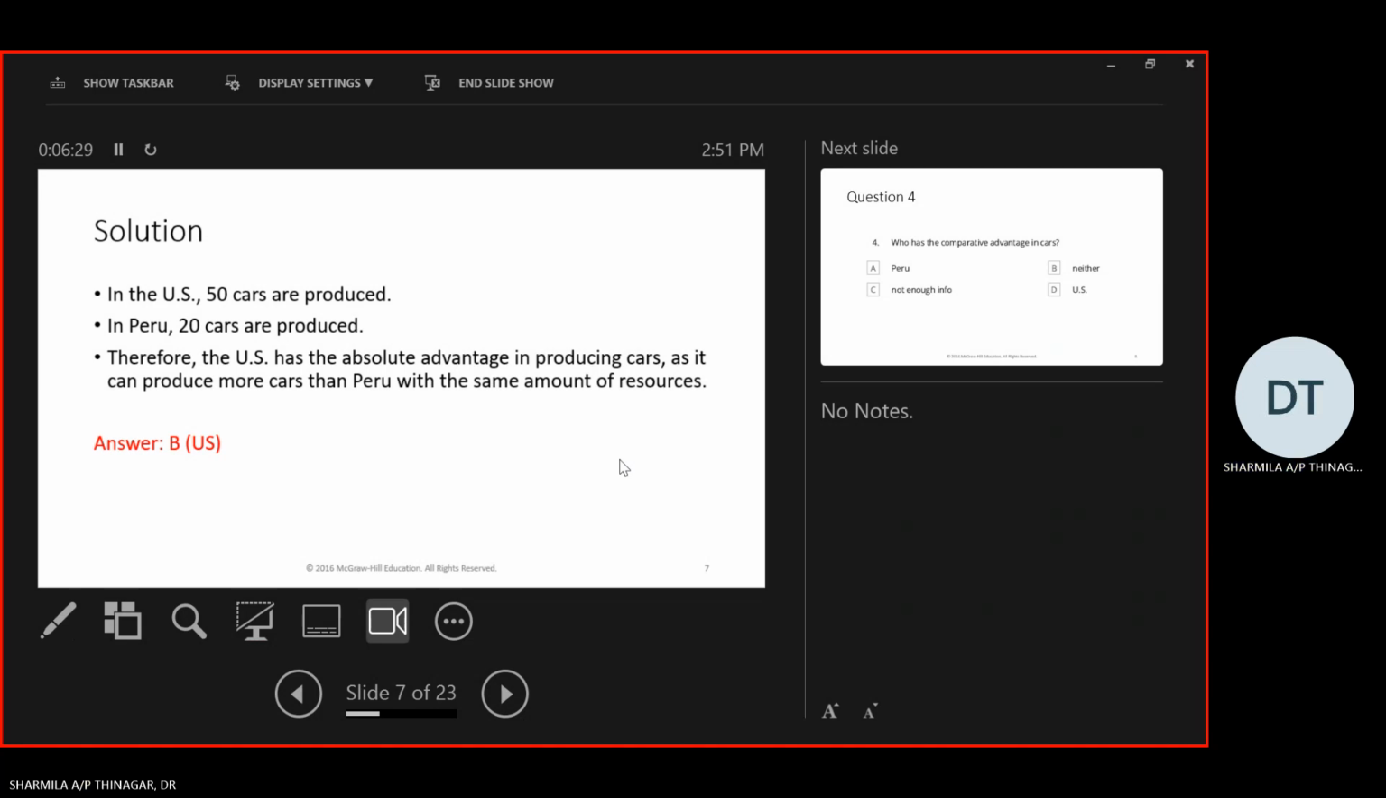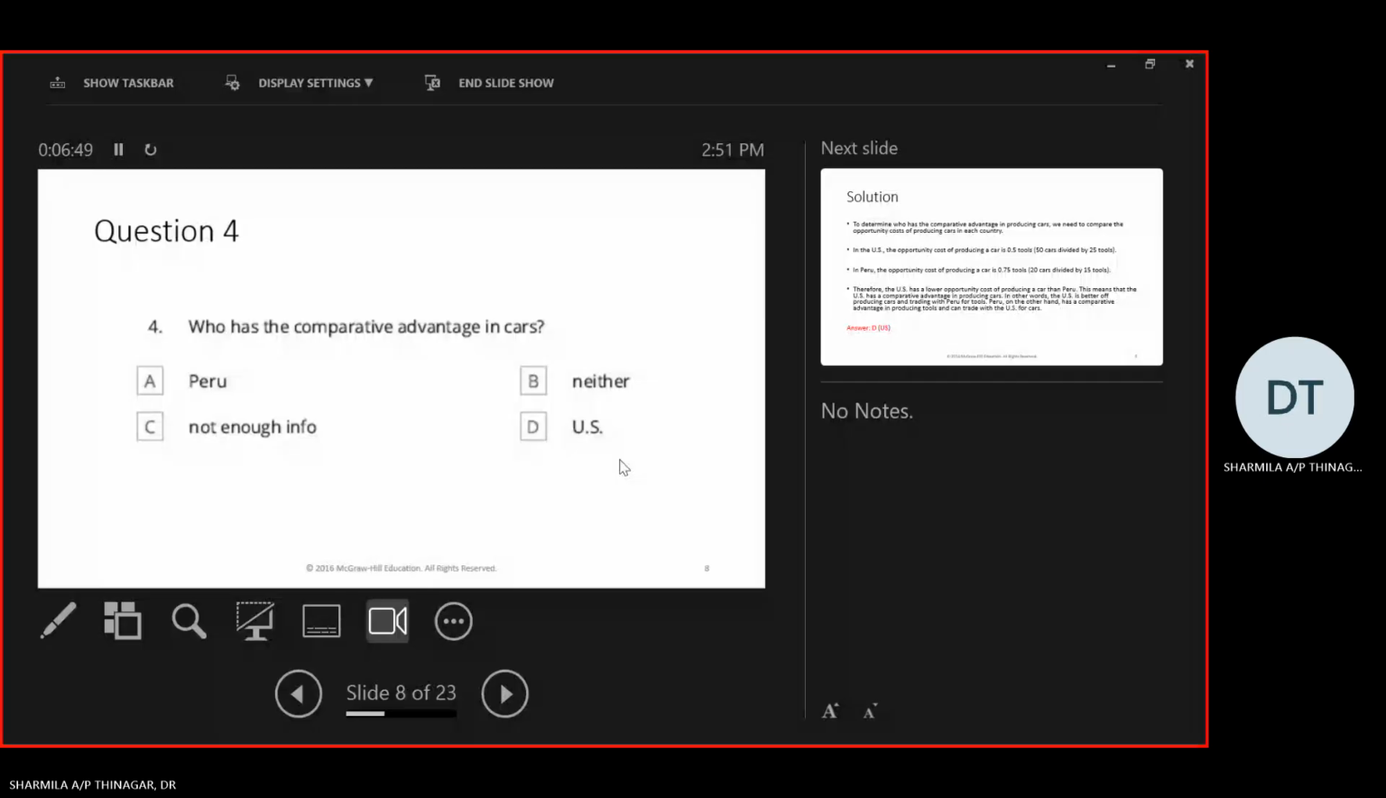Okay. Who has the comparative advantage in car? Now you have to calculate. Yeah, I give you guys 2 minutes to calculate. You have to calculate opportunity cost, right, because they say comparative advantage.